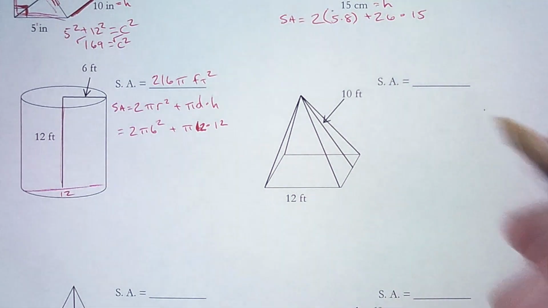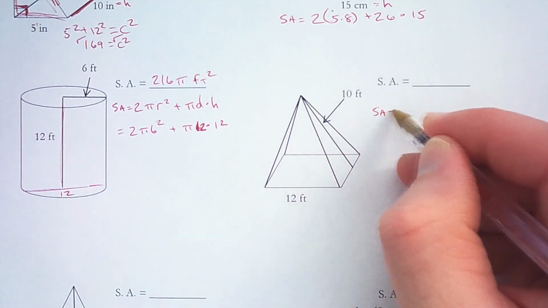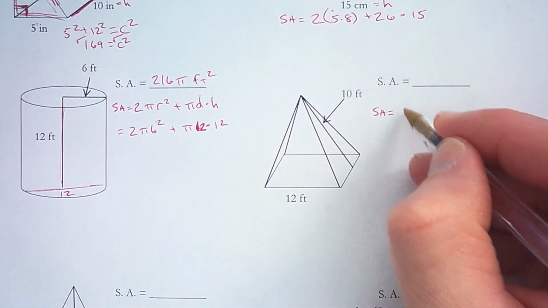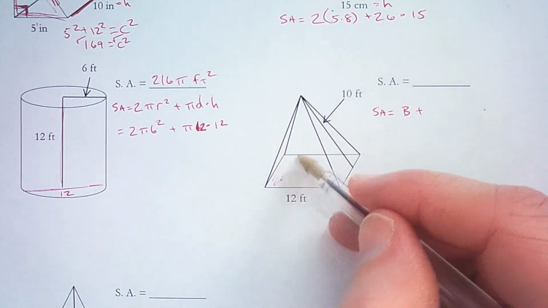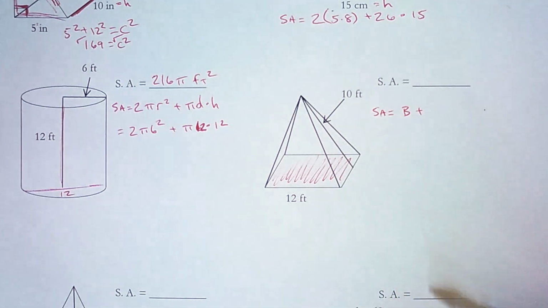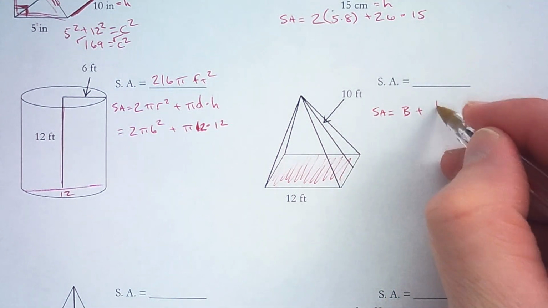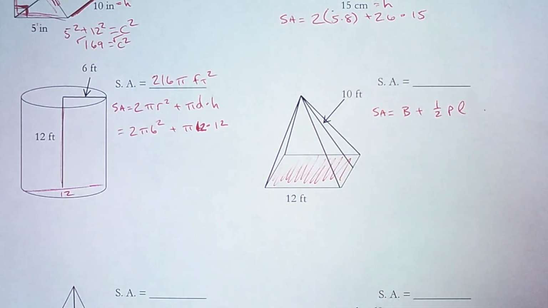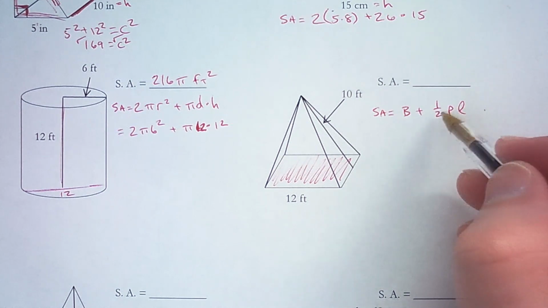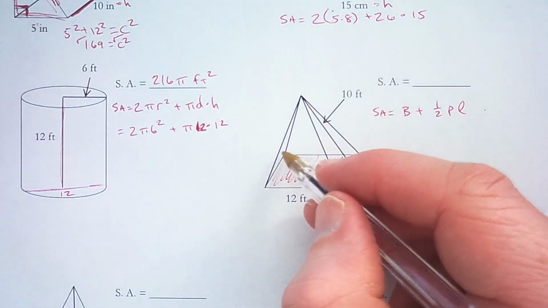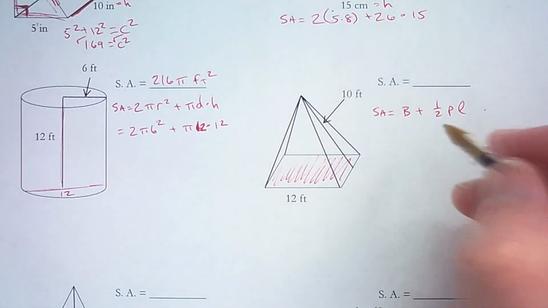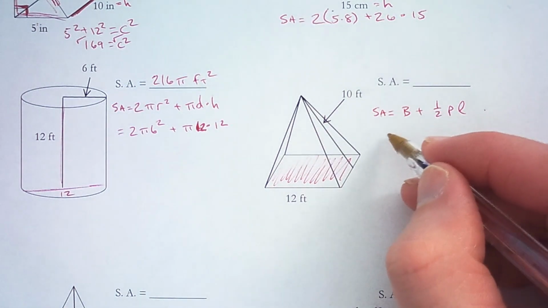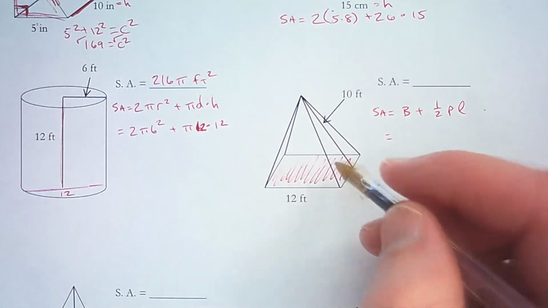Next we have a pyramid. For the surface area of a pyramid, there is only one base. Capital B gets us the area of this base, plus 1/2 perimeter times slant height. And half perimeter times slant height gets us the area of all of these triangles in one move. For the area of the base, we have a square pyramid here.